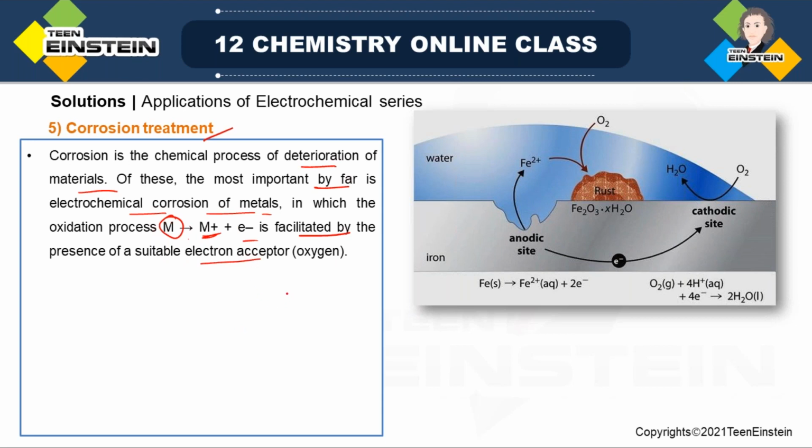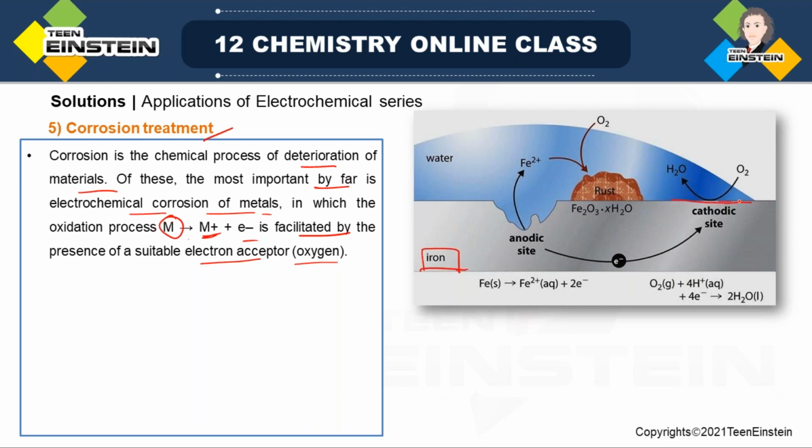Under normal conditions, the most common oxidizing agent is obviously oxygen, which is present in air. So for the rusting process, we need water as well as oxygen, because oxygen will act as the oxidizing agent. So what happens in case of corrosion? We know that for iron we use the word rusting. So if there is any iron material, what will happen?